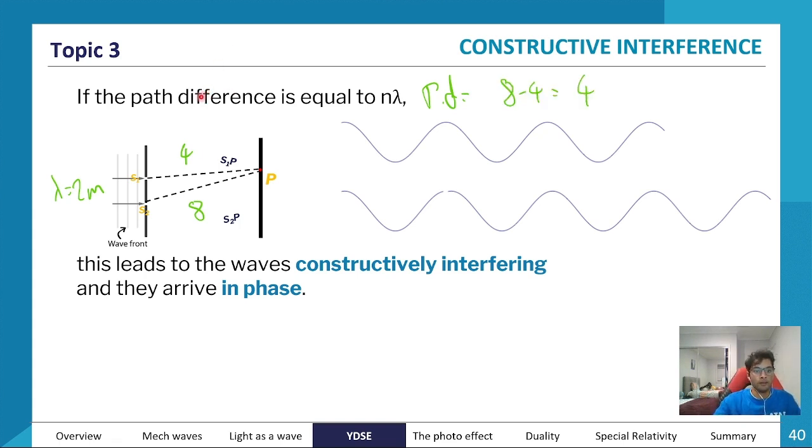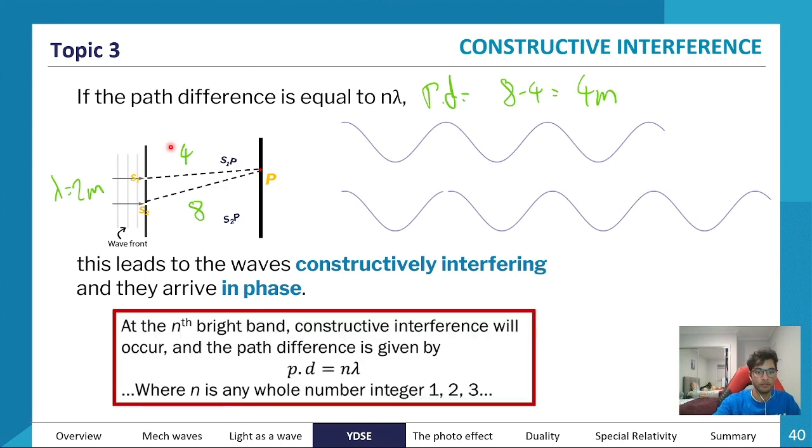So S2 had to travel an extra 4 meters. What does this mean? You can sort of imagine this, I'll do it in different colors. Let's say this is S1, and we'll say this one is S2. So this is S1, S2, wave 1 and wave 2. What's happened is that wave 2 has had to travel an extra 4 meters.